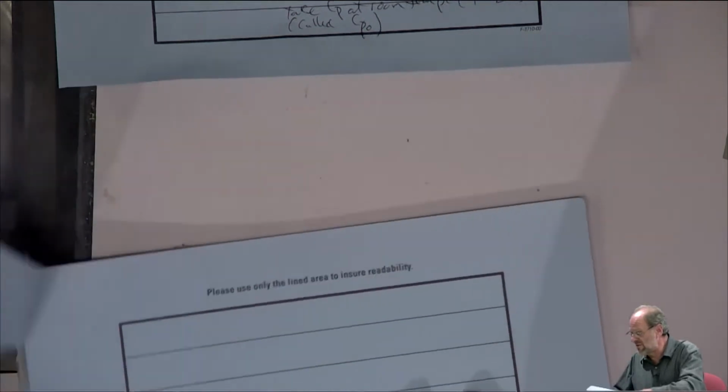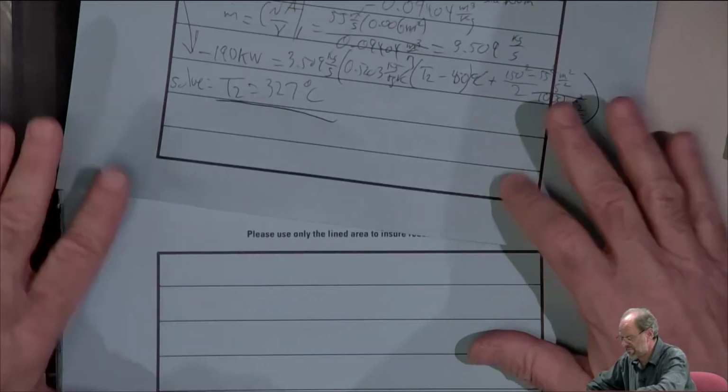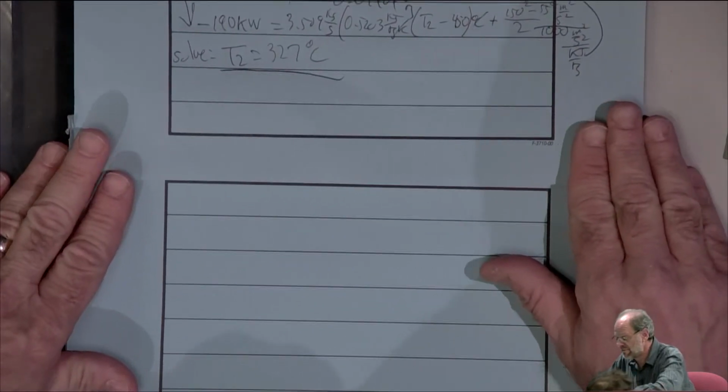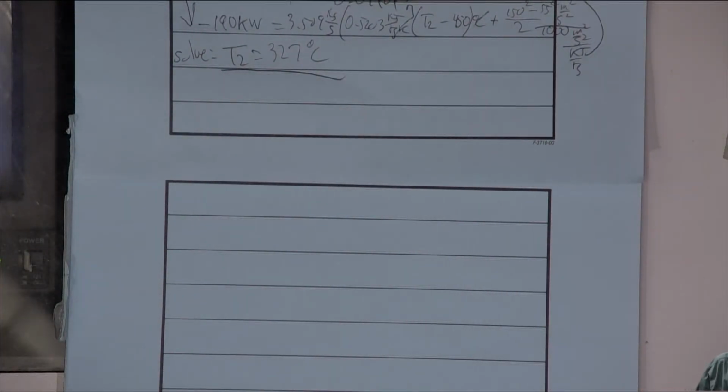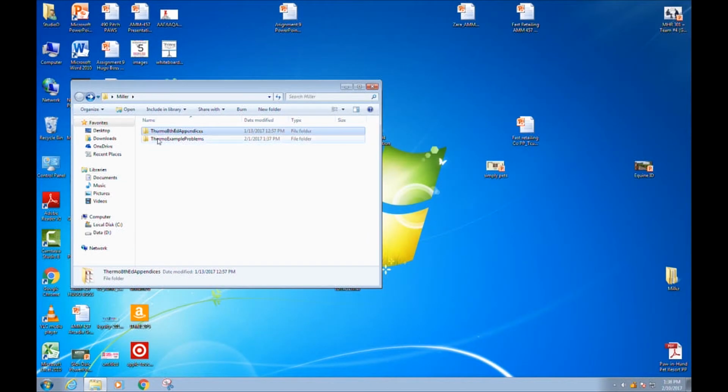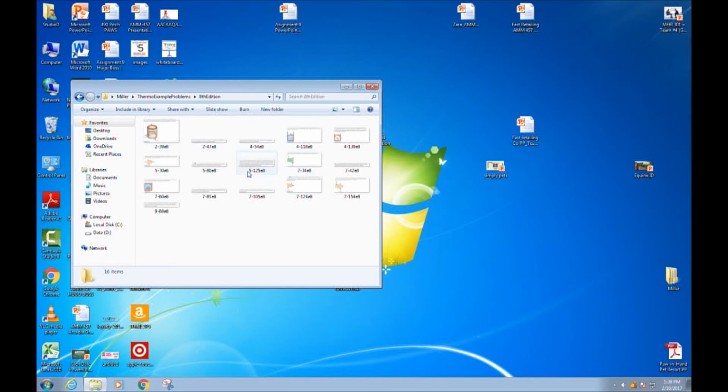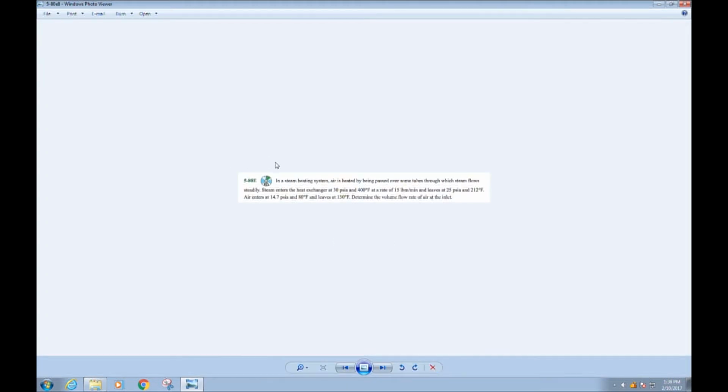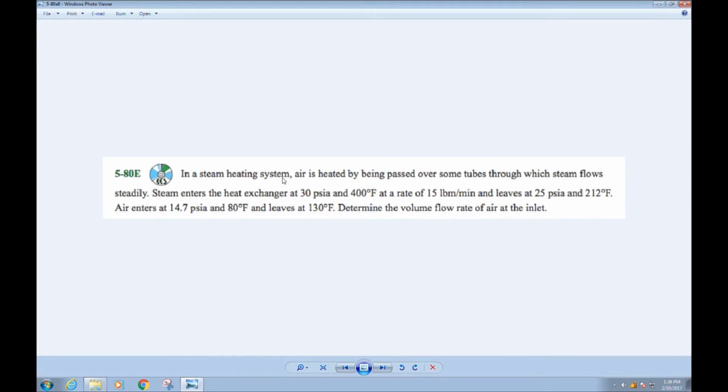Okay. How about another one? Let's do a hard one. Actually, you'll find that it's not that hard either. Okay, so this one is from the current version of your book. It's problem 580. So the problems that we've looked at up until now have been single stream steady flow problems. Why not look at a multiple stream steady flow problem like a heat exchanger? So that's what this particular problem is.